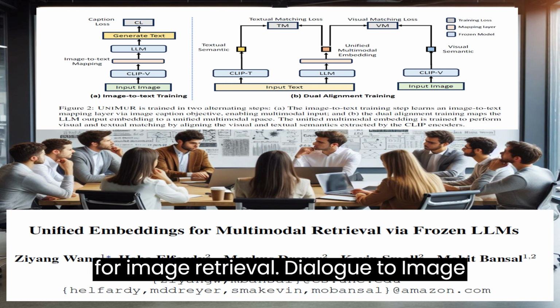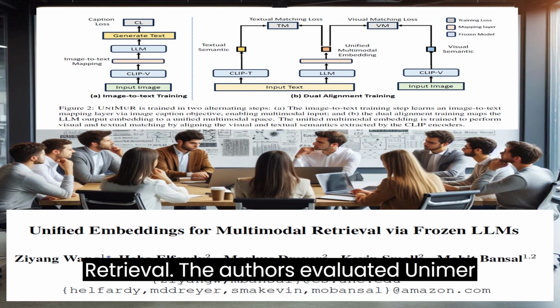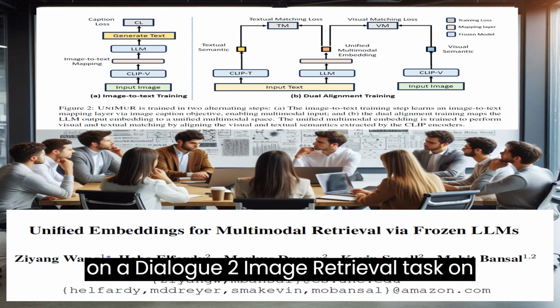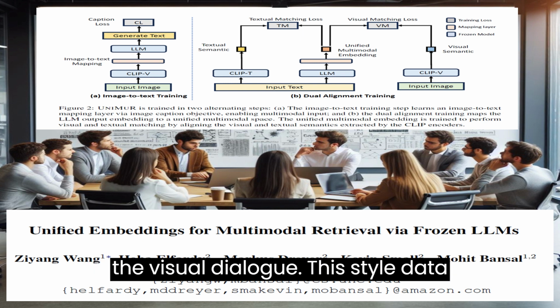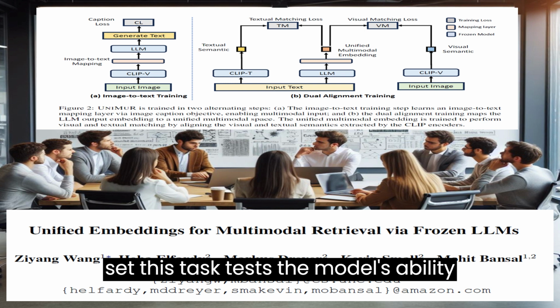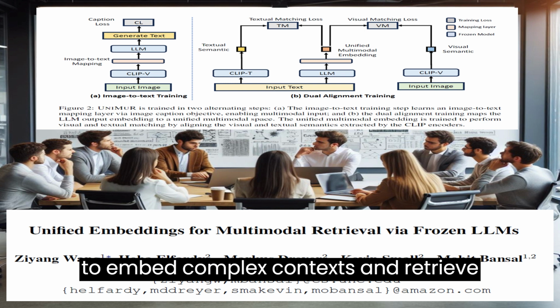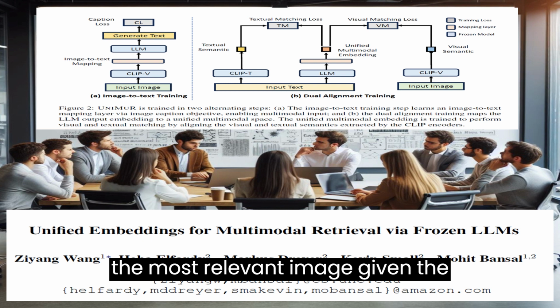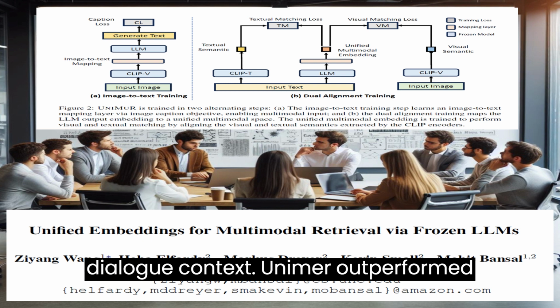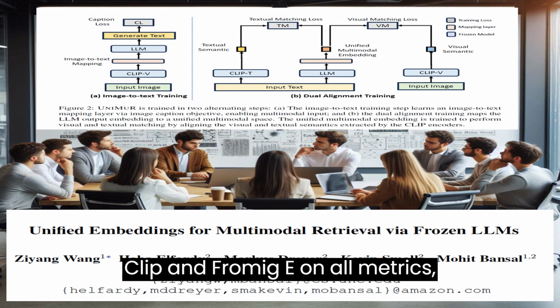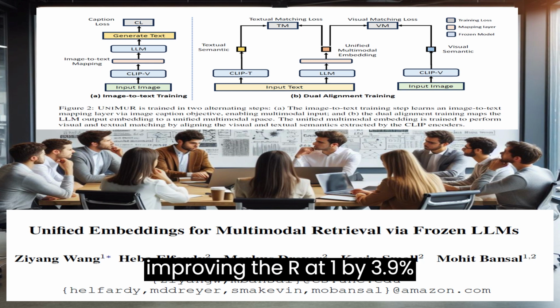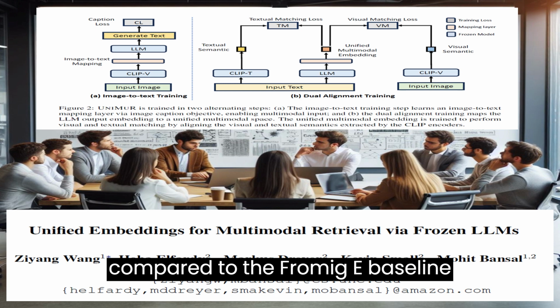image retrieval. Dialog-to-image retrieval. The authors evaluated UNIMR on a dialog-to-image retrieval task on the Visual Dialog (VisStyle) dataset. This task tests the model's ability to embed complex contexts and retrieve the most relevant image given the dialogue context. UNIMR outperformed CLIP and FROMIG-E on all metrics, improving the R at 1 by 3.9% compared to the FROMIG-E baseline.